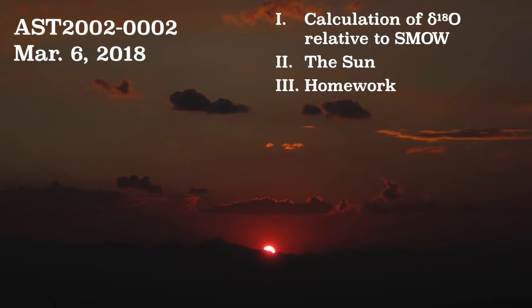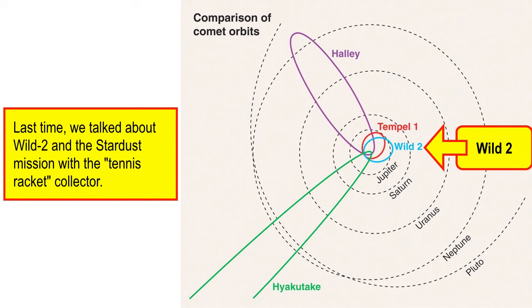Last time we talked about the Stardust mission, the Stardust spacecraft, its tennis racket collector aimed at capturing stuff from the coma of Comet Wild 2. And here's a picture of the various orbits. You can see up here, so here's Halley's Comet, which dips almost out to the orbit of Pluto before coming back.